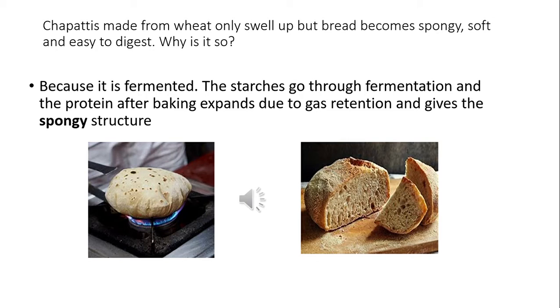When the dough of chapati is heated, the gas inside just expands and they swell up. But in the case of bread, there is a fermentation process going on which converts the sugars into alcohol and carbon dioxide gas. So there are carbon dioxide gas bubbles produced due to fermentation. The alcohol evaporates and carbon dioxide gives it a spongy and soft appearance.